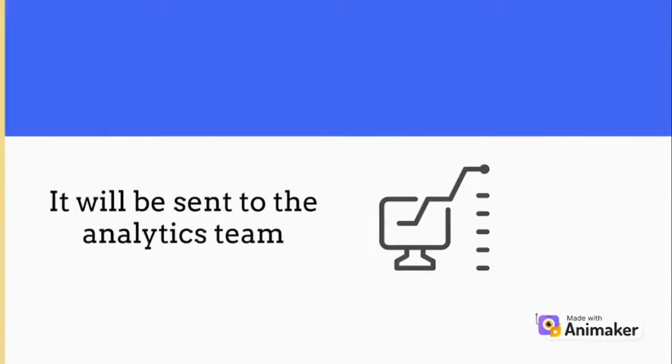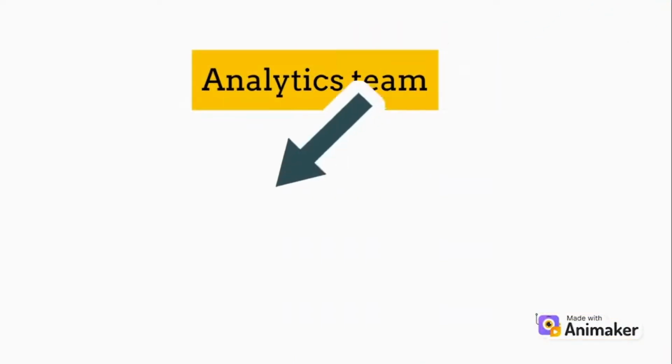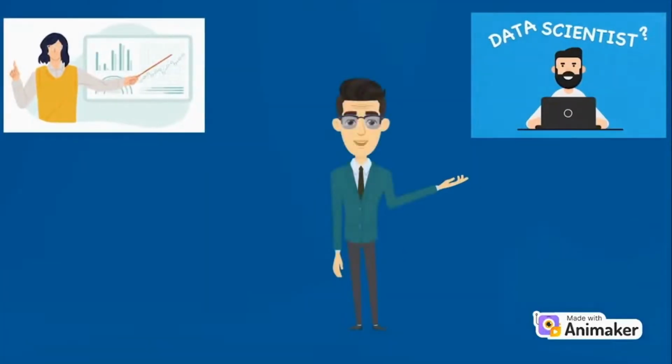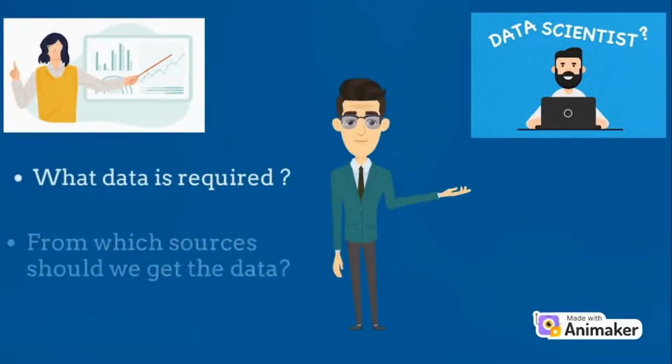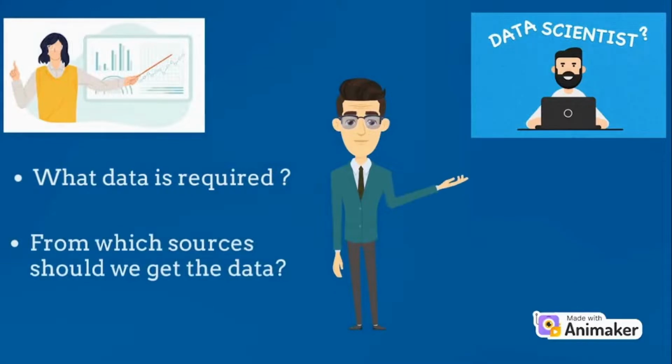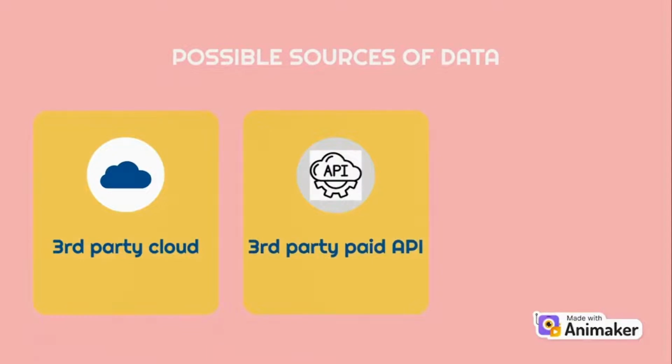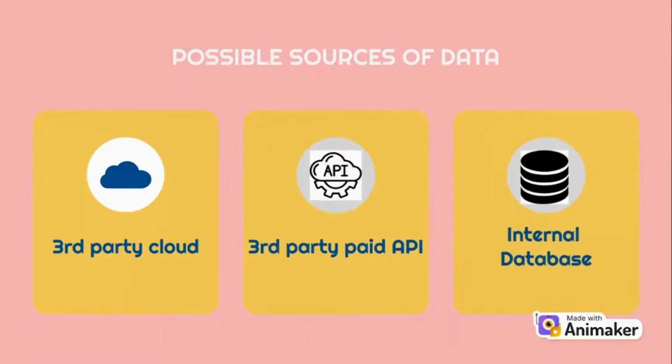to the analytics team, which will consist of data analysts and data scientists, who alongside product owner will ask two main questions: what data is required, and from which sources should we get the data? The possible sources of data could be third-party cloud, third-party paid API, internal database of the company.